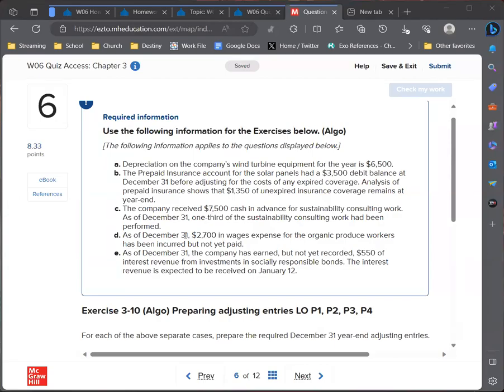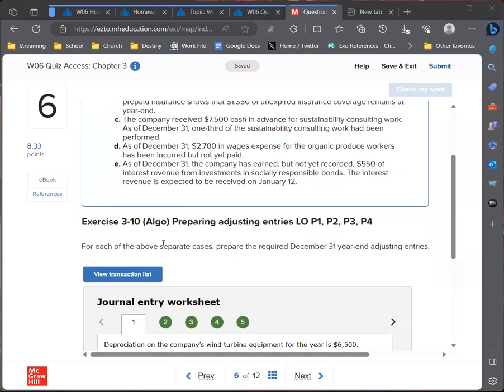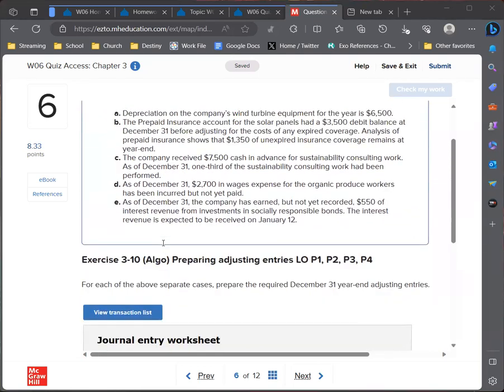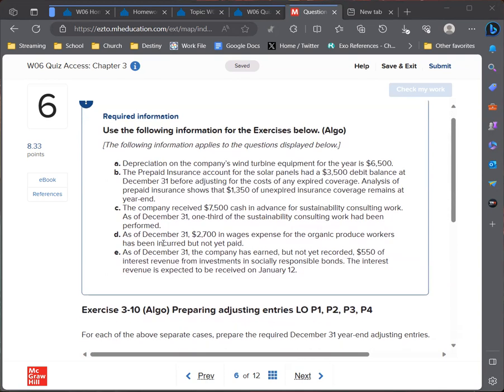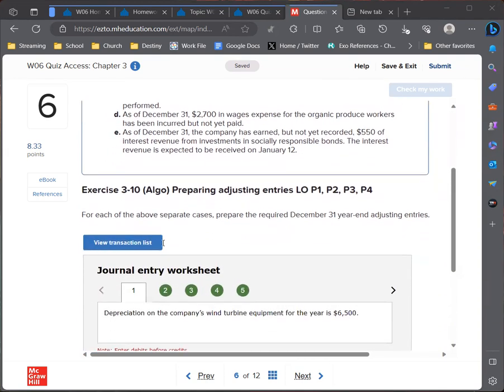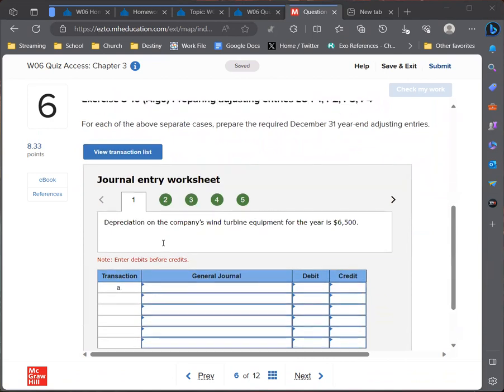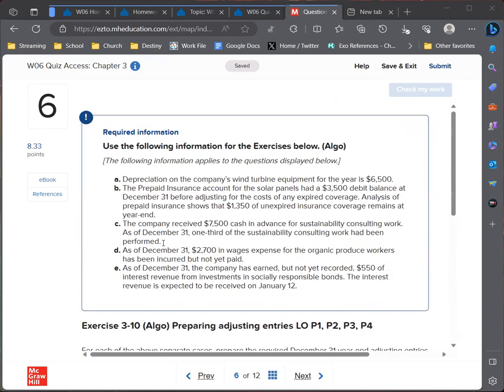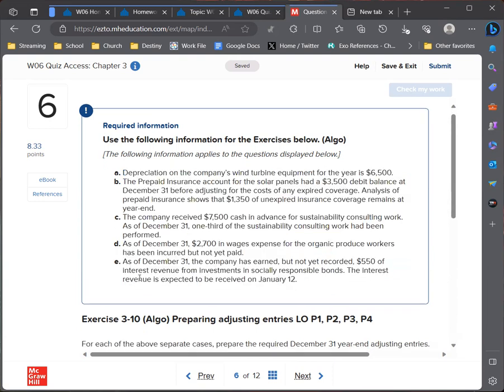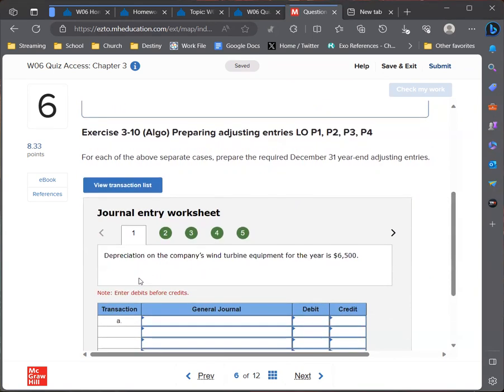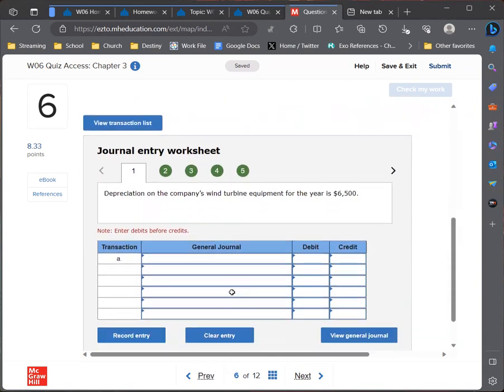All right. So this is question 6 of the quiz this week for chapter 3. So we have this multi-entry, I would guess, like question where you'll have to fill out multiple entries, and you got the instructions for each entry up here. So let's start.